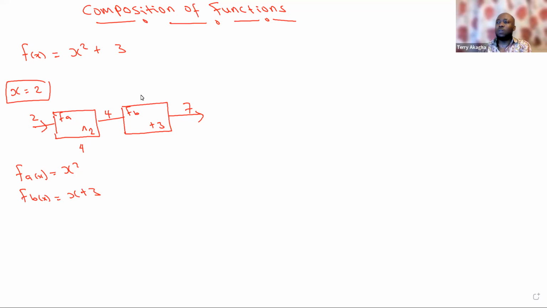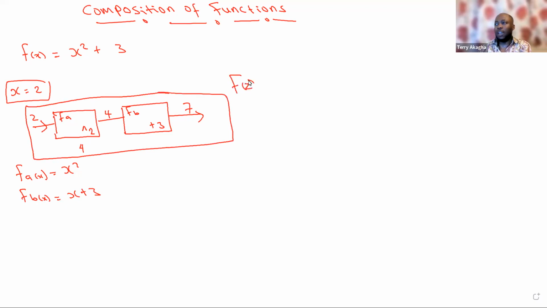So that means this could be a function fz, for instance. I can now say fz is the composite function of both fa and fb. Does that make sense? So fz is a composite function, or a composition of the functions fa and fb.